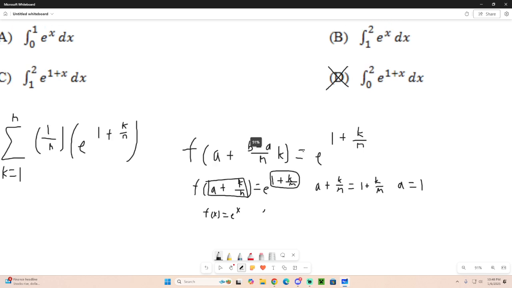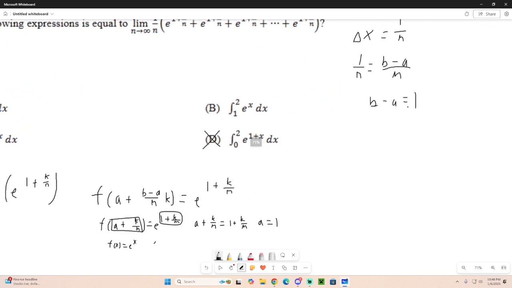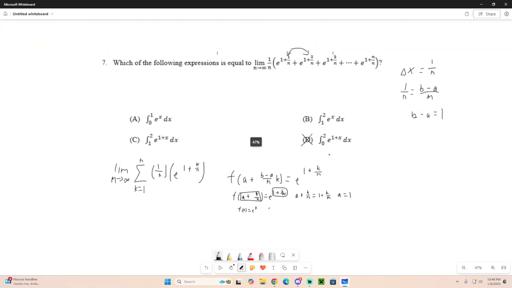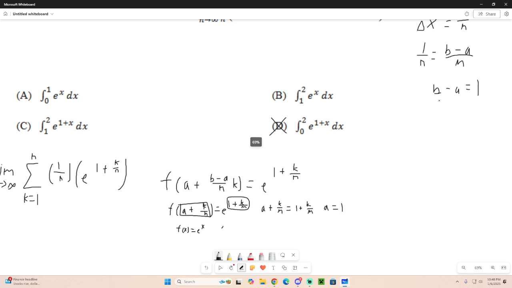So now we know that a is equal to 1, b is equal to... Do we have b? Okay, well we know b minus 1 equals 1. We can solve for b. We know that a is 1, so b equals 2. So it already can't be this one, and we know that our function is e to the x, so it must be b.